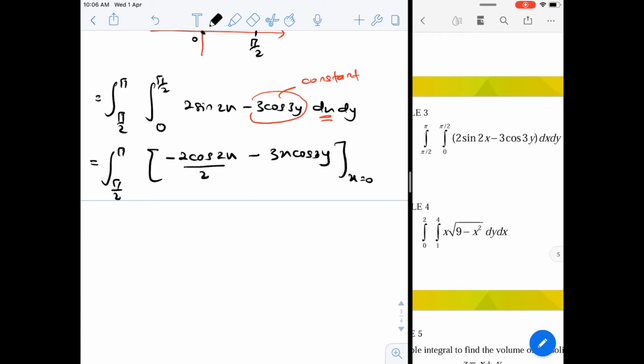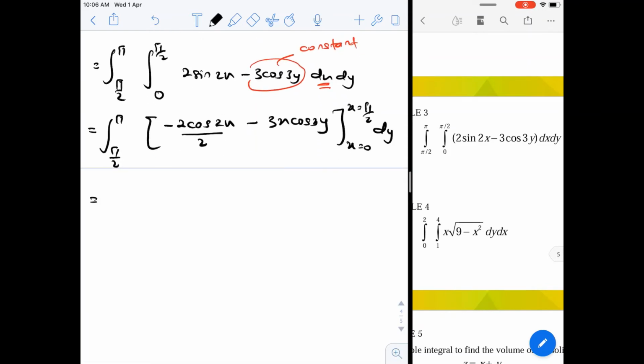Substitute x equals to 0, x equals to pi over 2, dy. Okay, so let us substitute the limit. Now we have from pi over 2 until pi, negative 2 cos 2x, x substitute with pi over 2, so we will get, okay, first we can cancel this. So we have negative cos 2 times pi over 2, should be cos pi, minus 3 pi over 2 cos 3y.